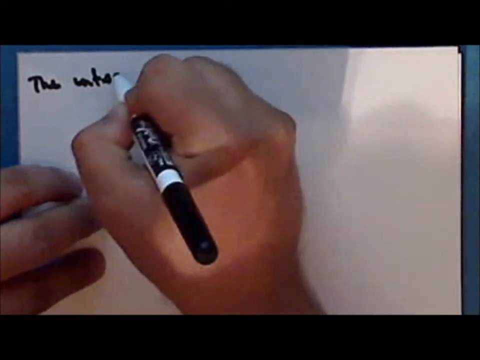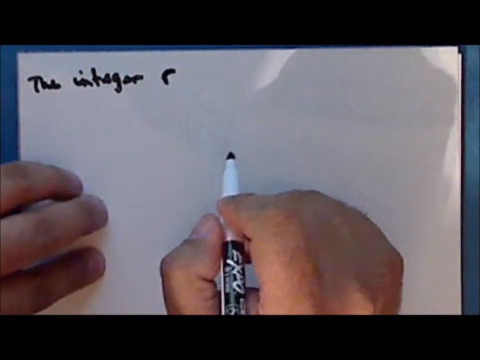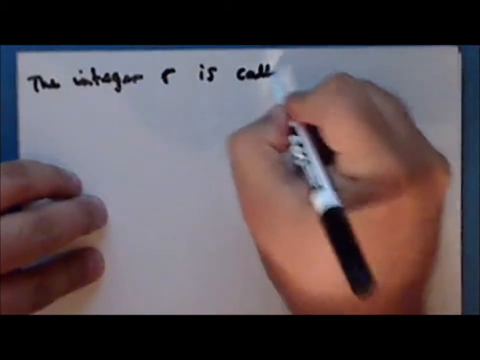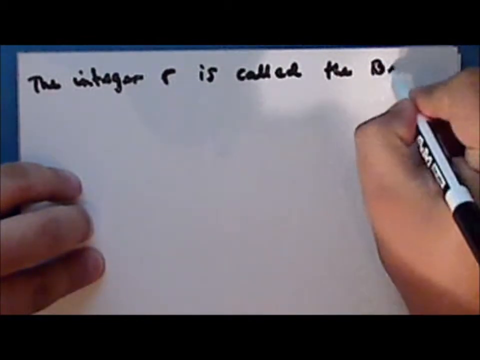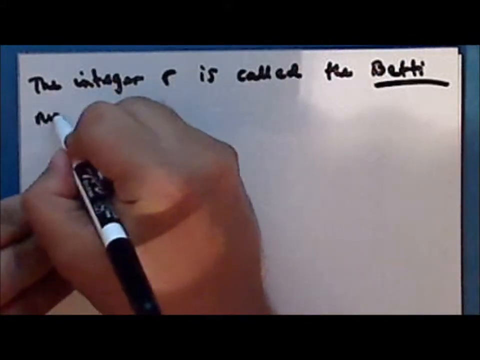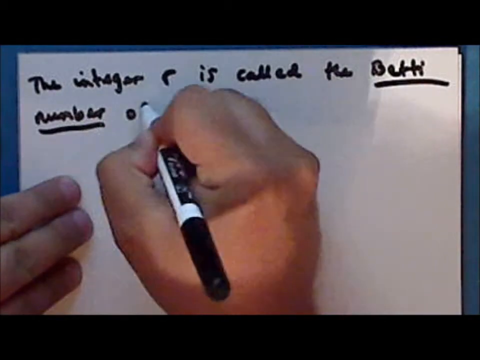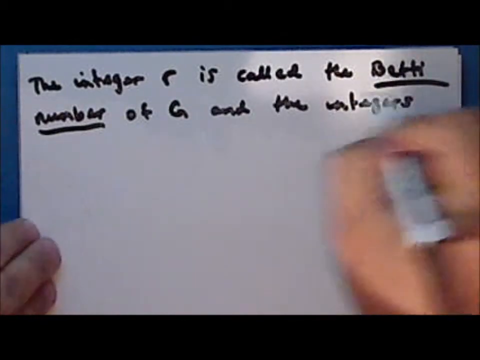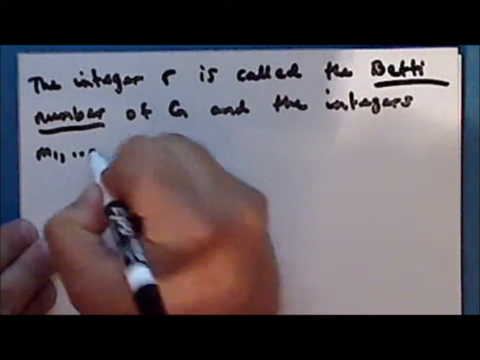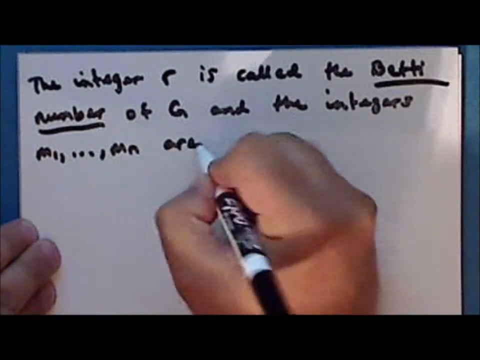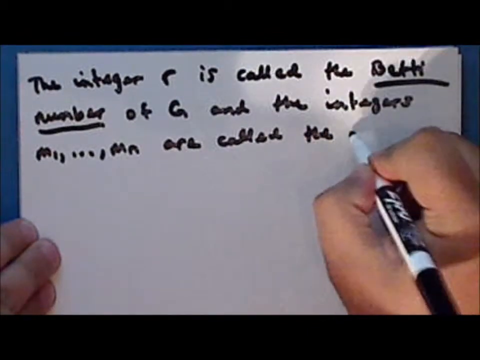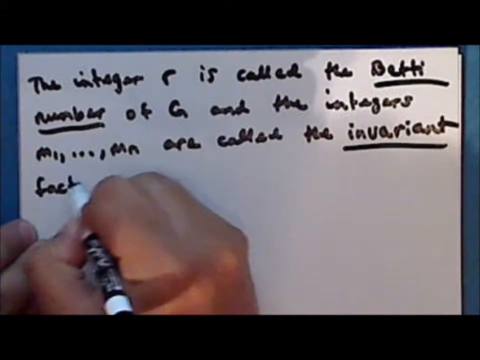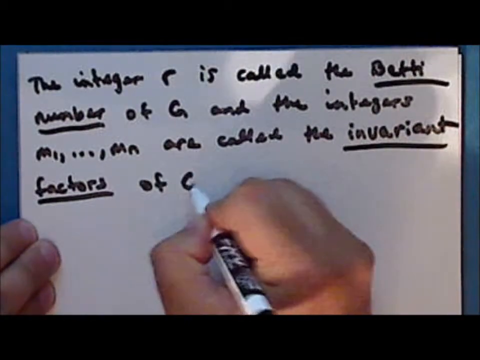The integer R, that is the rank of the free abelian group of rank R, is called the Betti number of the group, and the integers m1 through m sub n are called the invariant factors of the group.